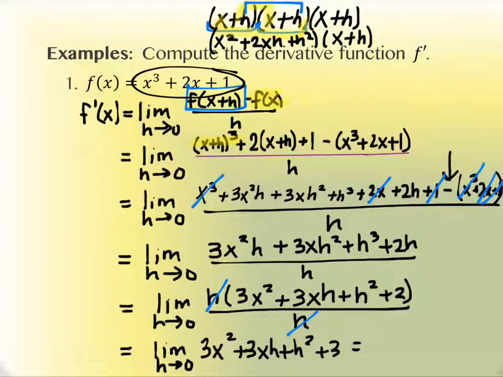Oh, did I make a mistake in the problem? Oh, that's what happens when you can't read your own handwriting, isn't it? Not good. Sorry. Let's write that 3 as a 2.